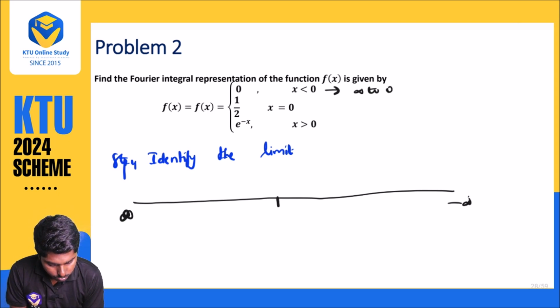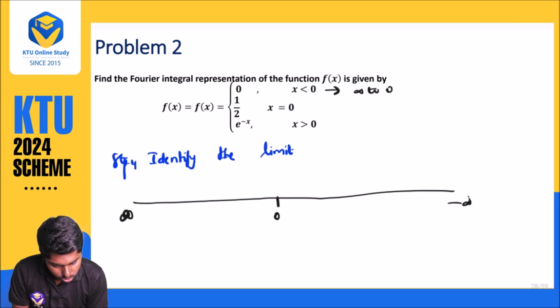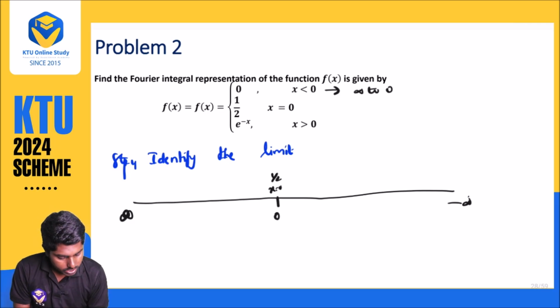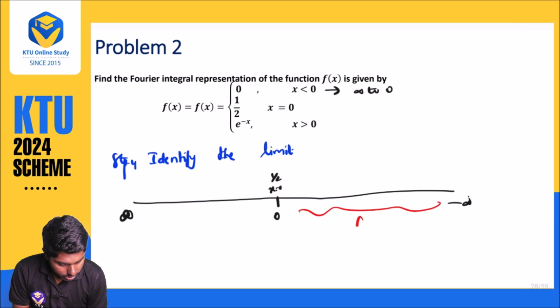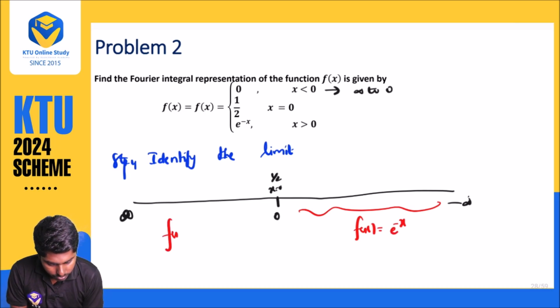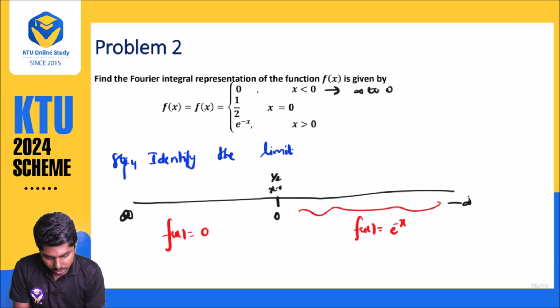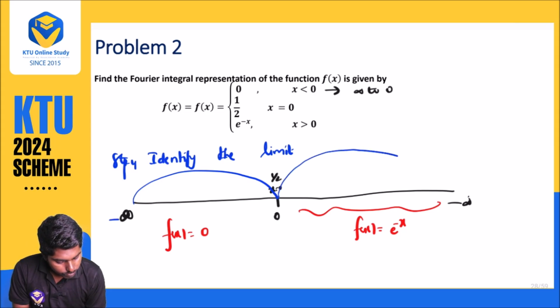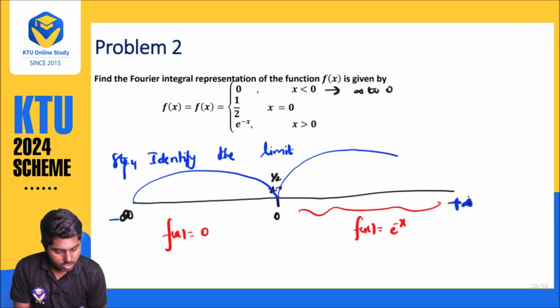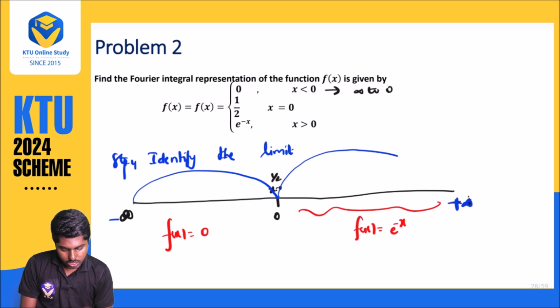They also gave x equal to 0 for 1 by 2, that is not needed. X greater than 0 means here f of x is equal to e power of minus x, and for the other range our f of x is 0. So the limits we are getting are minus infinity to 0 and 0 to plus infinity.